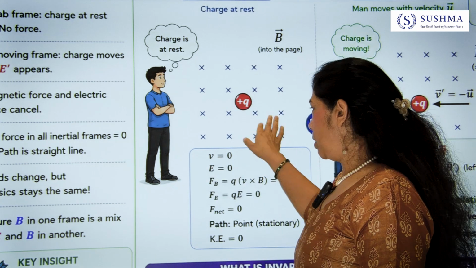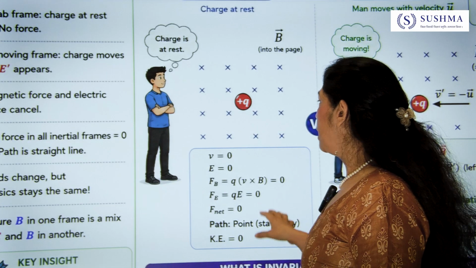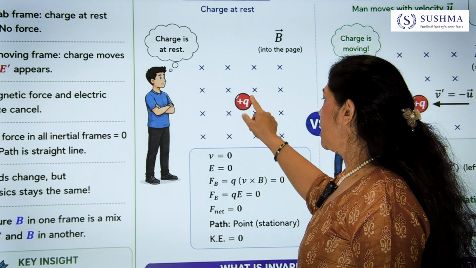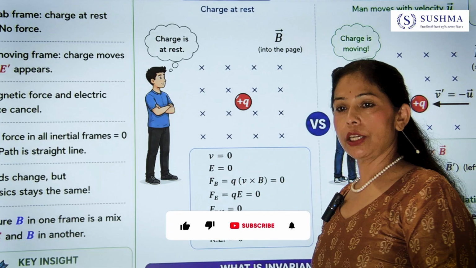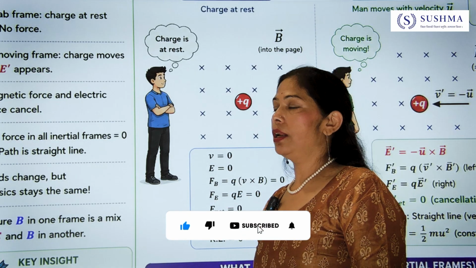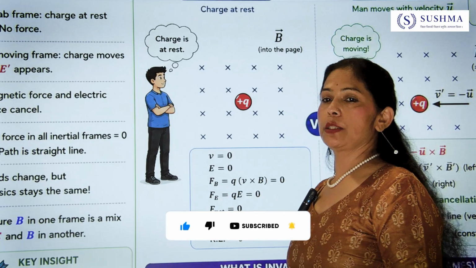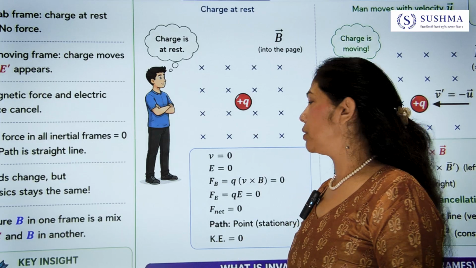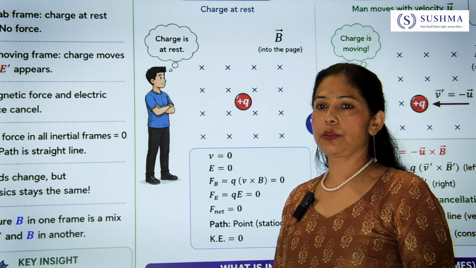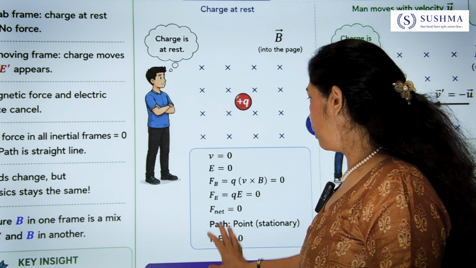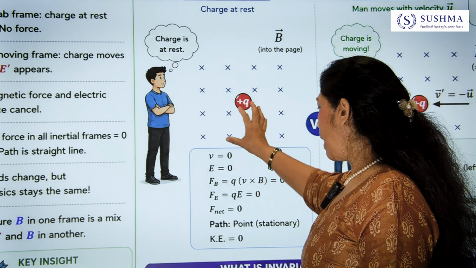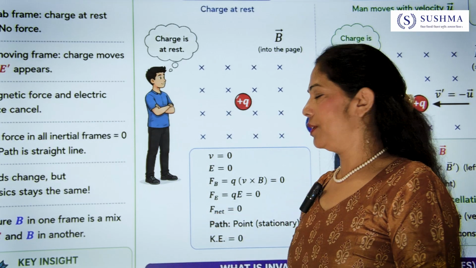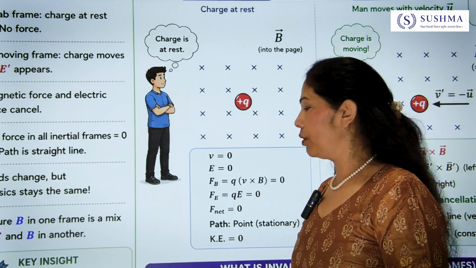We don't have any external field being applied. So what this observer sees, because it is stationary, is that the velocity of the charge is 0. There is no external electric field on the charge. The force experienced by this charge in the magnetic field is 0, because the charge is not moving, and of course the force because of any electric field is also 0, because there is no electric field. Net force is 0, and the charge is not moving, so it is stationary. There is no kinetic energy for this particular charge.